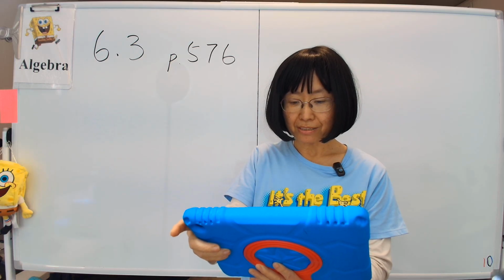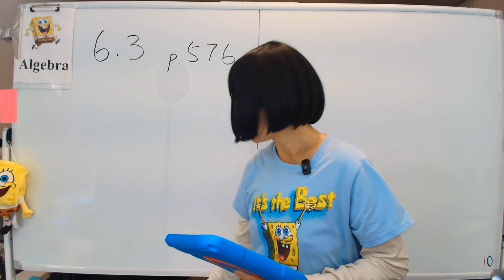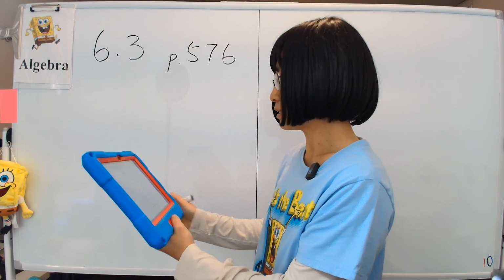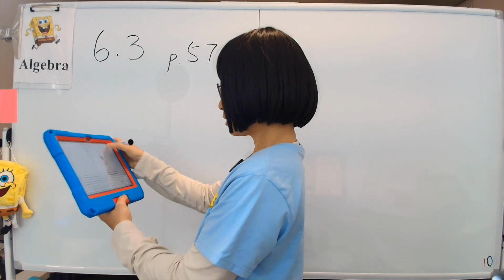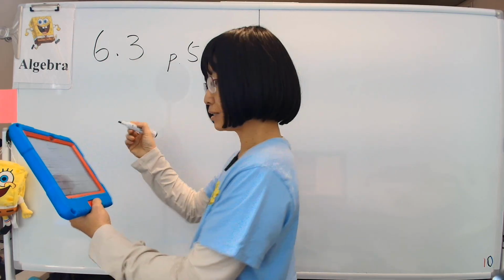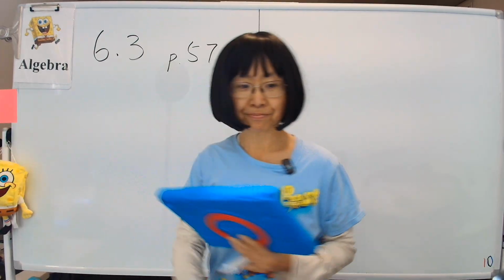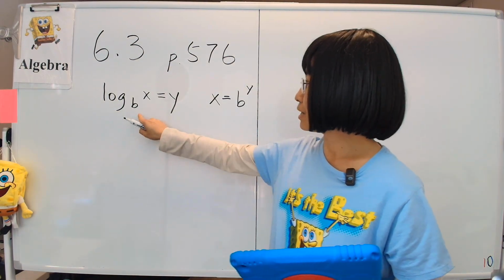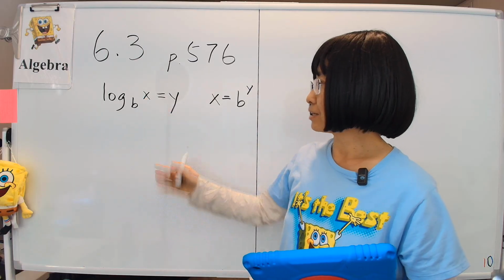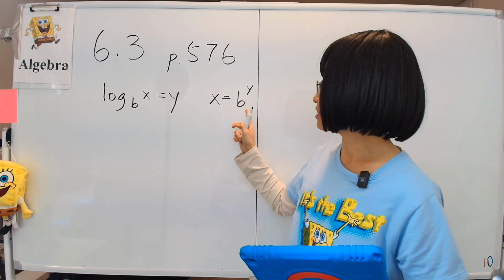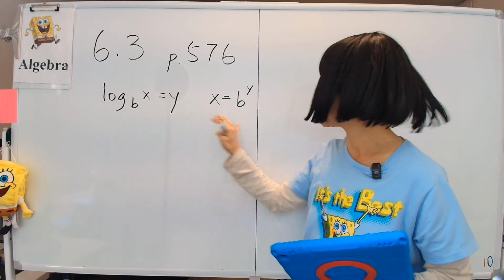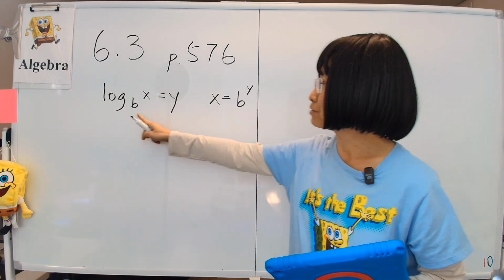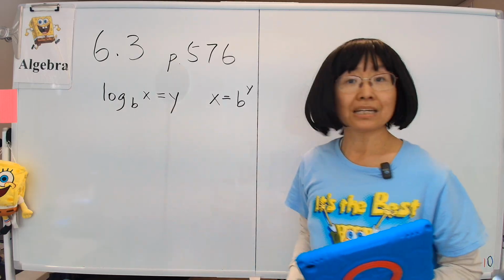So what is a logarithm? A logarithm is another way of saying the exponential function. Let me write this down first. Now the logarithm log base b of x equals y. What does it mean? In other words, this is another way of saying this. We are familiar with this because we just did it, right? And this is another way of saying it. So these two are equivalent statements.